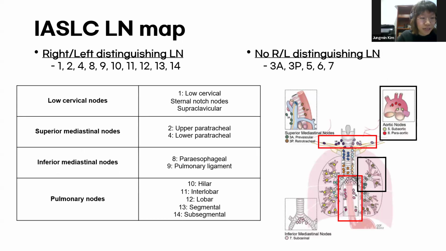And this is the lymph node map. This slide introduces the IASLC lymph node map. This is our roadmap for lymph node stations in the chest. Some nodes are labeled by right or left sides, like stations 1, 2, 4, 8, 9, 10 to 14. These are easier to localize side by side on CT, but others like 3A, 3P, 5, 6, 7 don't get a side label. You'll find these along the midline structures like the great vessels or trachea. I will go into depth about this a bit later.